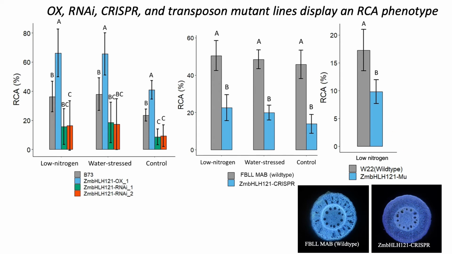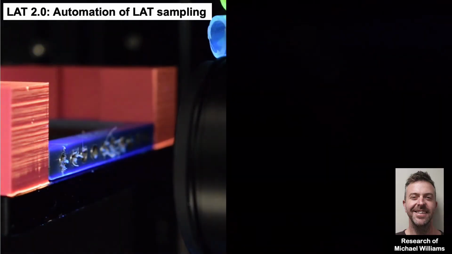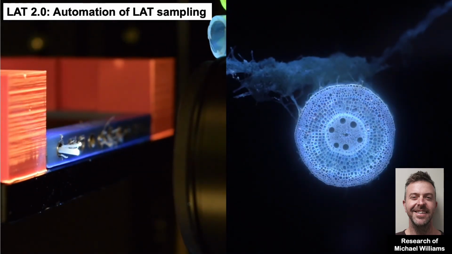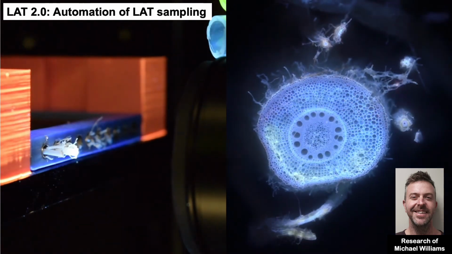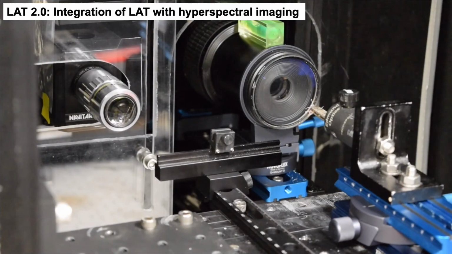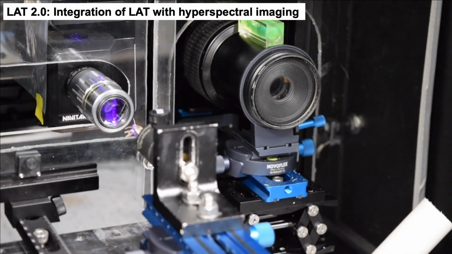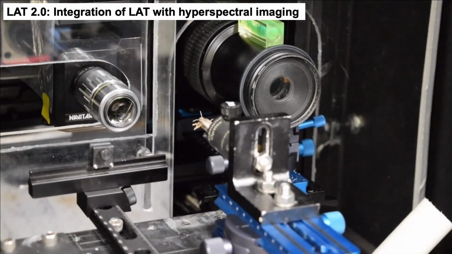These results show the value of the anatomics pipeline for phenotyping root anatomy in the field. We are developing a next generation anatomics. LAT 2.0, led by Michael Williams, includes sample automation that greatly accelerates processing time. Michael has also been able to integrate hyperspectral imaging with LAT so we can get 3D data regarding tissue composition.